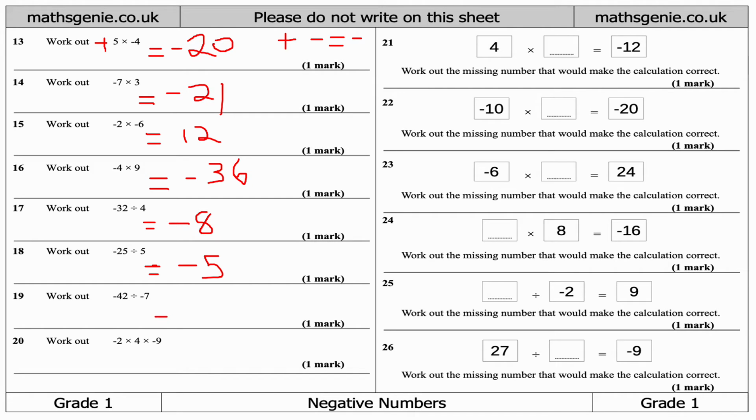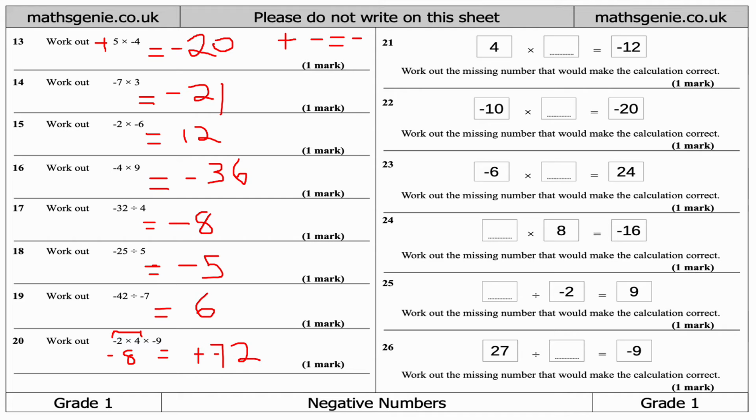Okay. Question 19. Work out -42 divided by -7. A negative divided by a negative makes a positive as the sign of my answer. 42 divided by 7 is 6, guys. Question number 20. Work out -2 times 4 times -9. So taking my time here. -2 times 4 is -8. -8 times -9 is positive 72. Okay, because a negative times a negative makes a positive.